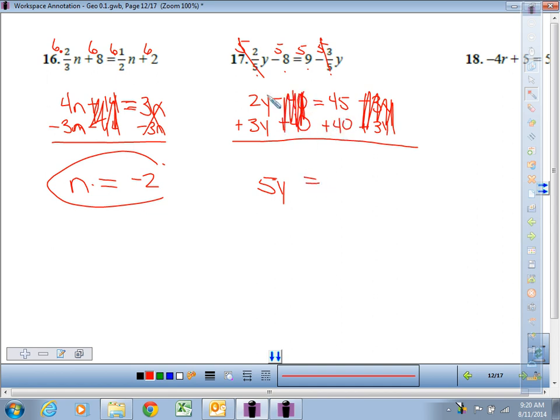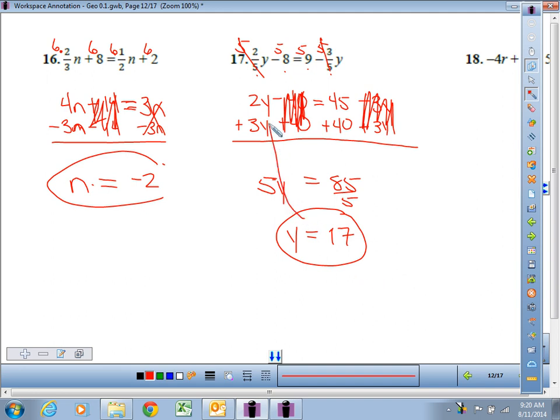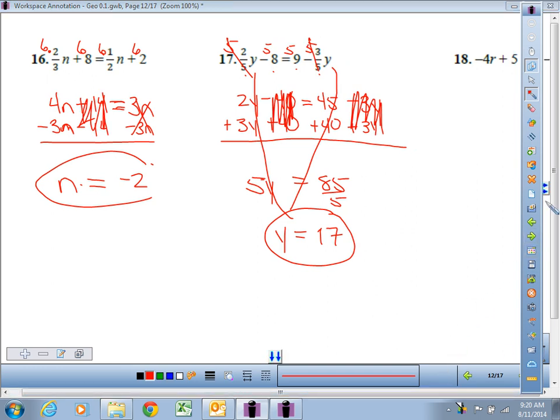Now, nice and neat, that's 5y. 45 plus 40 is 85. So now we go divide by 5. So we divide that by 5, and we find that the answer is 17. So y equals 17 is our answer. We could go ahead and throw that in our calculator and put that y value in for there, and we could check it really, really easy with our calculator.